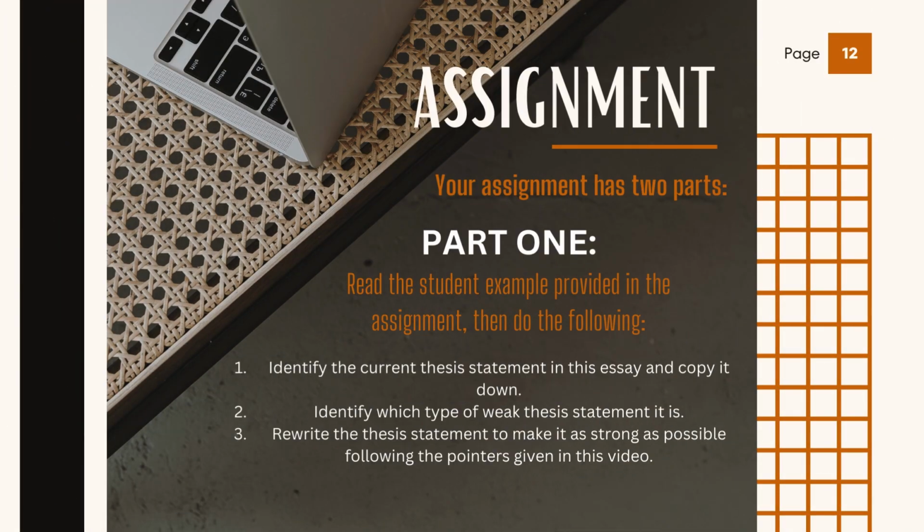The assignment for this video, it has 2 parts. Part 1, you are going to read the student example provided in the assignment and then do the following. You're going to identify the current thesis statement in the essay and you're going to copy it down. Number 2, you're going to identify which type of weak thesis statement it is. Is it an announcement, the vague plague, or the hear ye, hear ye? And then number 3, you're going to rewrite a thesis statement to make it as strong as possible following the points that have been given in this video.